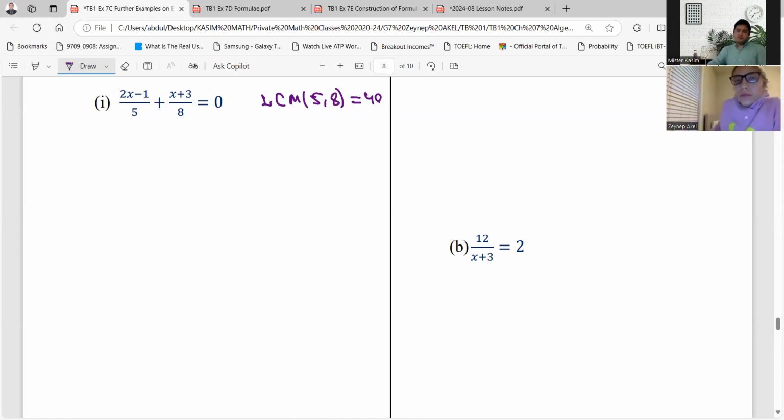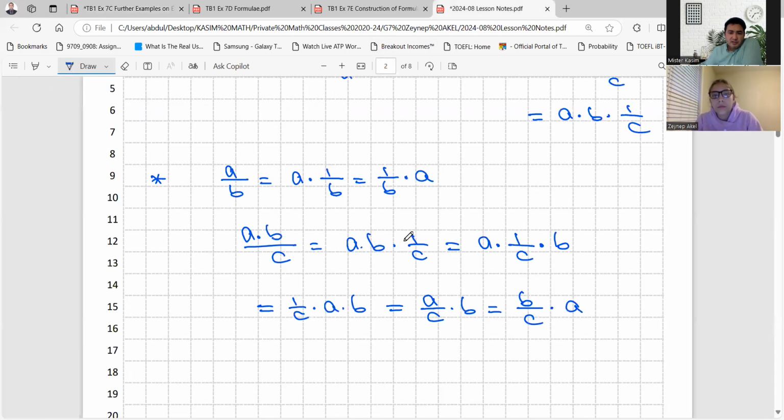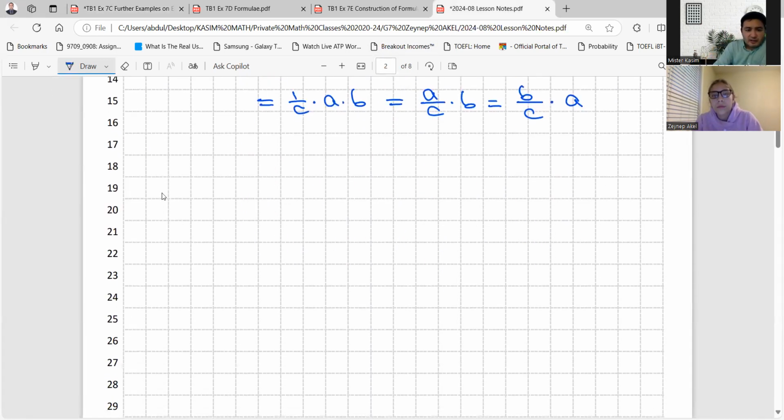And now here I'm going to use a property, Zeynep. If you're given a fraction, how do we generate equivalent fractions? You need to multiply numerator and denominator by the same number, right? For example, if I ask Zeynep, can you generate 3 fractions that are equivalent to this fraction, 2 over 3? How do we generate equivalent fractions? Multiply numerator and denominator by the same number.